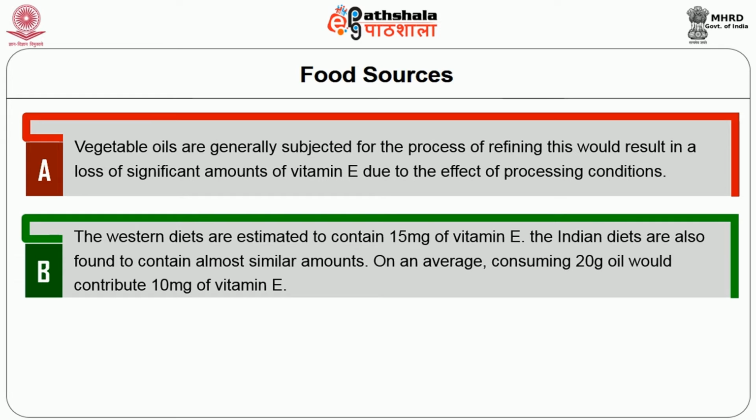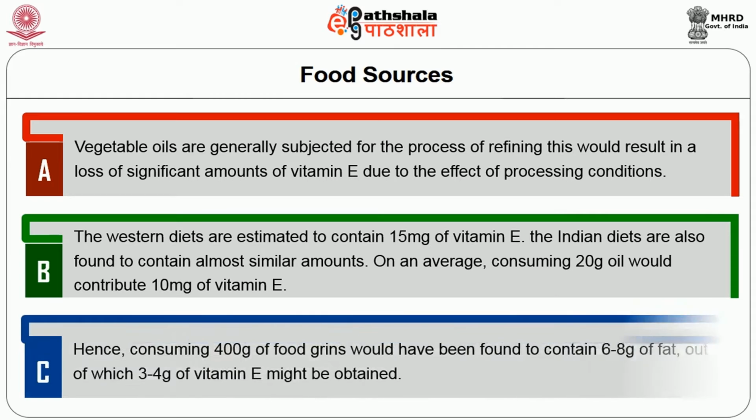On an average, consuming 20 gram oil would contribute 10 milligram of vitamin E. Hence, consuming 400 gram of food grains, which contain 6 to 8 gram of fat, might provide 3 to 4 milligram of vitamin E.